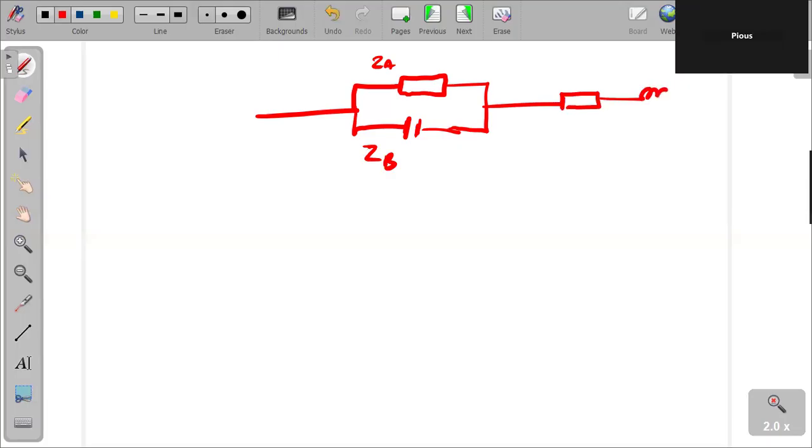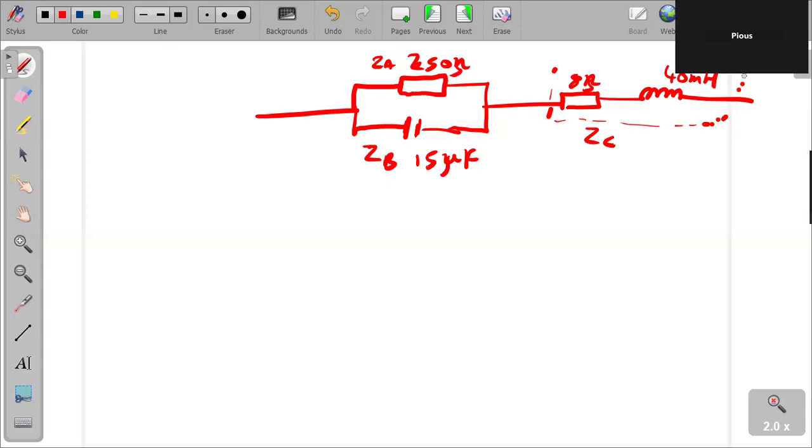Then we are told that they are both in series with a resistor and an inductor, and we can indicate them as well. We have an 8 ohm resistor and a 40 millihenry inductor. Remember, our capacitor here is 15 microfarad and our 250 ohm resistor is here. So we have labeled this one ZA, and this one ZB. We shall label this one our ZC. The inductor has a resistance, a resistor, and an inductance, right?